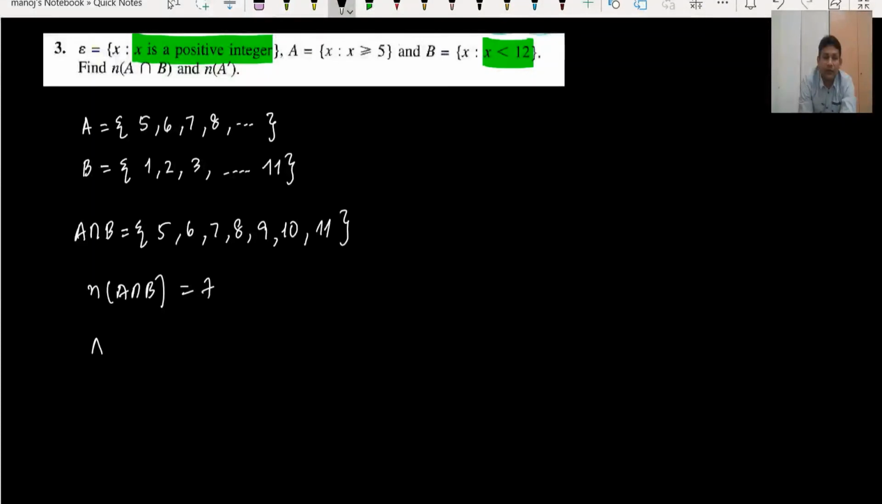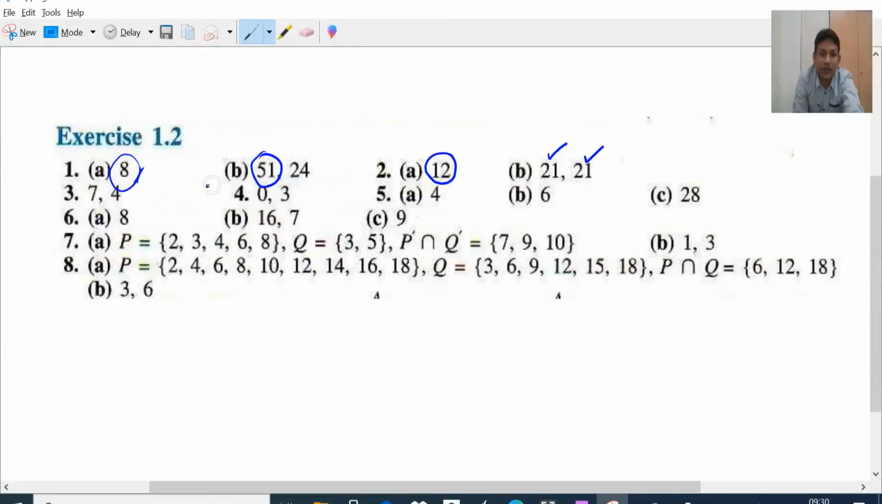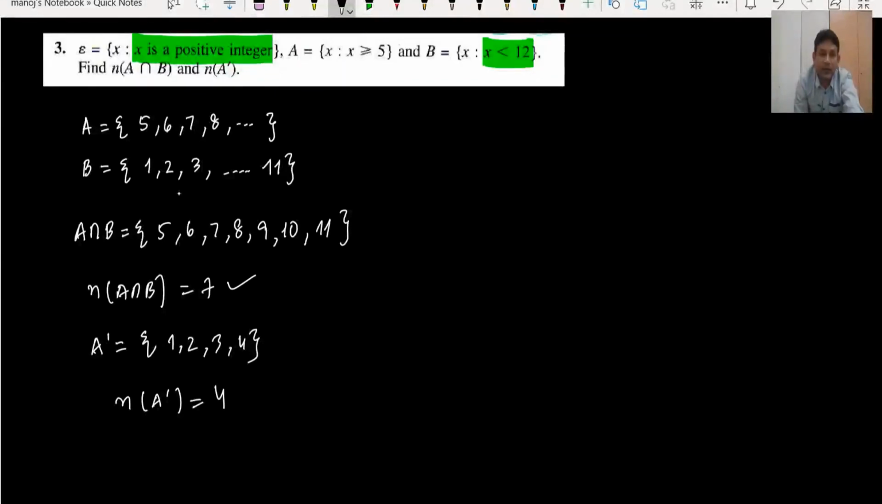Same thing if you want to find A complement: from 5 onward, all the elements are out, and what is left is only 1, 2, 3, and 4. So the number of elements for A complement is only 4. Let me check the answer of this part. It is coming 7 and 4. Yes, 7 and 4, we have done it.